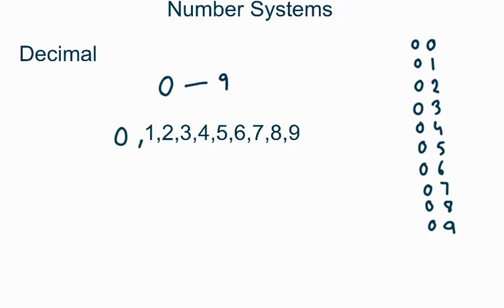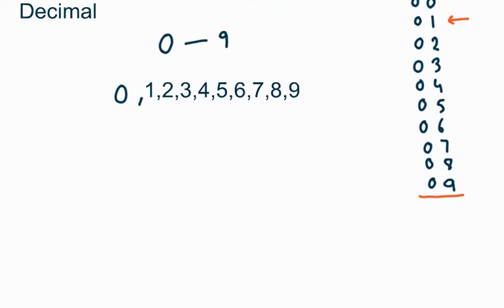Once you're done with the first cycle, you take the second digit in the list of symbols, you write it like this, and then you start counting from the start like this. And so on. And this is how the decimal number system works.